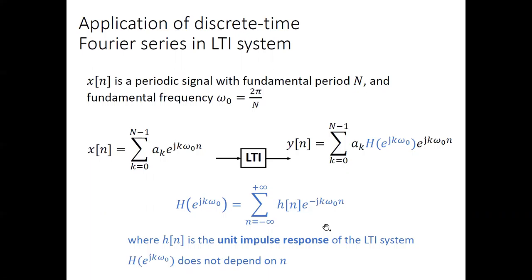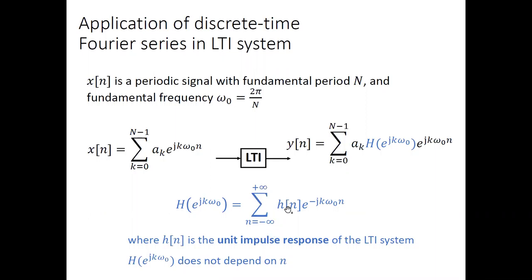Again, this is similar to the continuous time case. If you recall, in continuous time, we have an integral from minus infinity to plus infinity, h of t exponential minus jk omega 0 t dt. So we're just changing t to n and changing the integral to summation. Also, I want to emphasize that the calculation of H is an infinite sum.